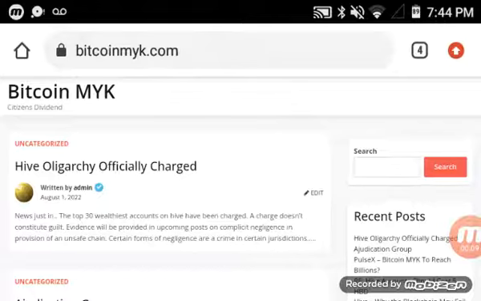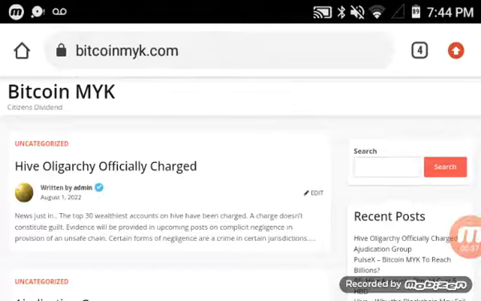We announced a few days ago that people who had claimed their Zen tokens were going to be able to claim the Bitcoin MYK tokens as well, right? What's very interesting about this project is it's occurring on Polygon. It's actually multi-chain, so it's on several blockchains.